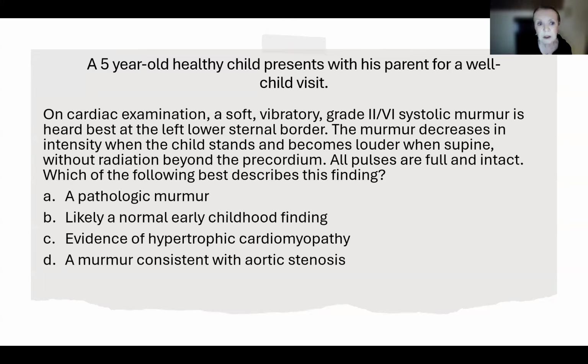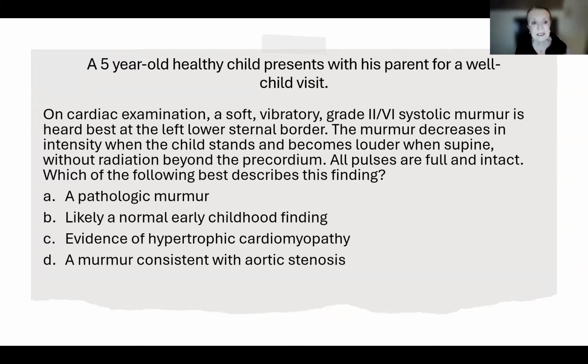All pulses are full and intact. Which of the following best describes this finding? I bet all of you want to just skip this because you don't like this question, but here we are. A, a pathologic murmur. B, likely a normal early childhood finding. C, evidence of hypertrophic cardiomyopathy. D, a murmur consistent with aortic stenosis.